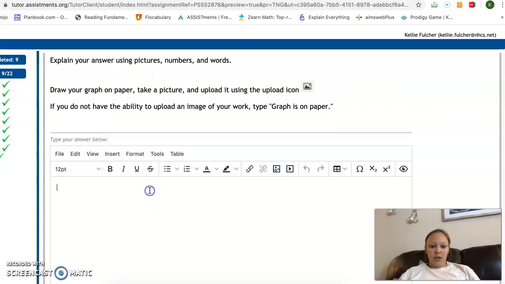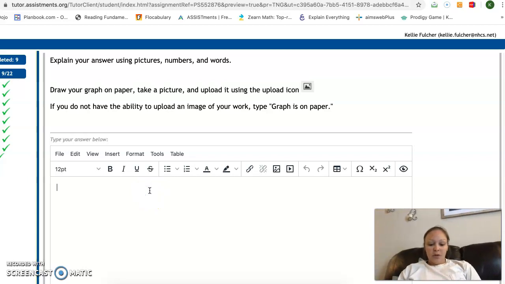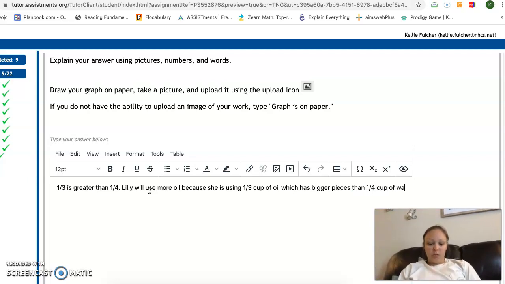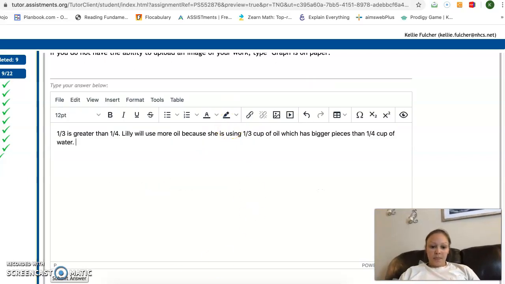And I would just say 1/3 is greater than 1/4. Lily will use more oil because she is using 1/3 cup of oil, which has bigger pieces than 1/4 cup of water.